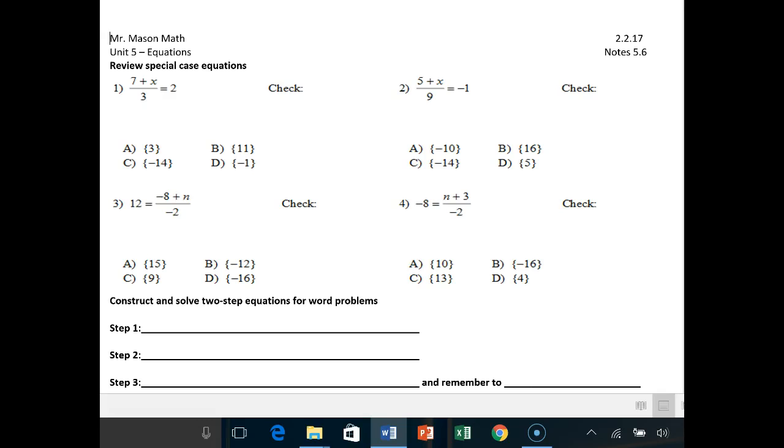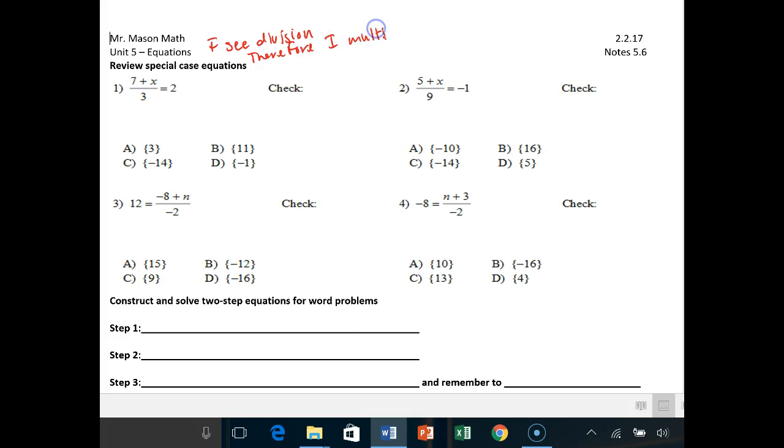I'm going to walk you through a couple of review special case equations and then how to construct equations from word problems and solve them. You saw some of these on your homework last night. I just want to review how to do them. Basically, you can take a look and say, okay, I see division, and since I see division, I do the inverse of that, and therefore I multiply.